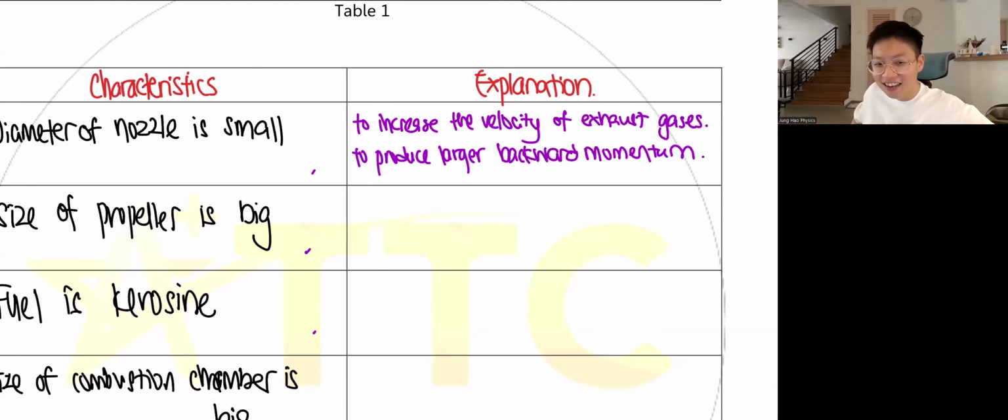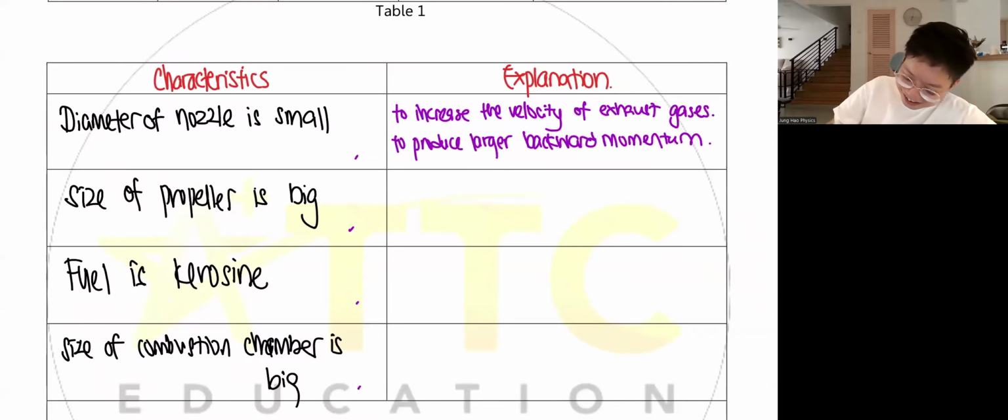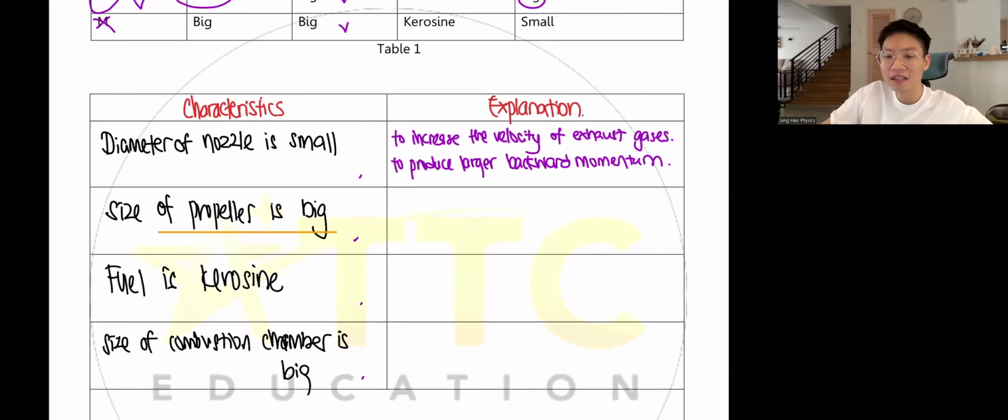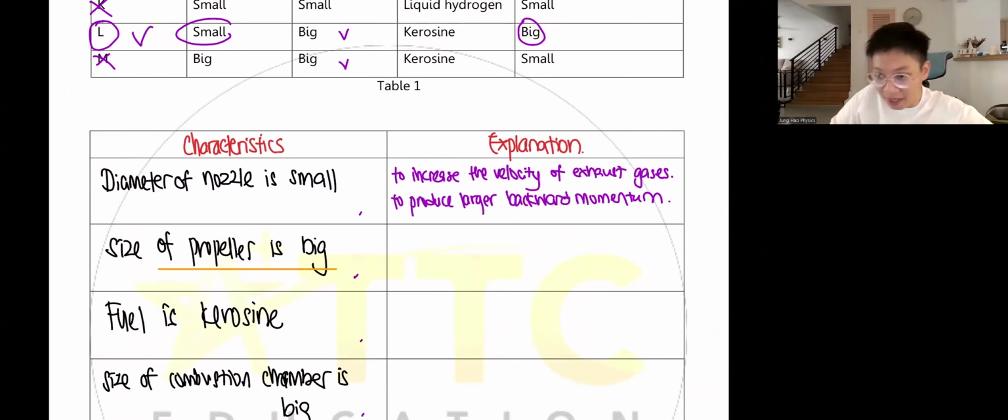Okay, Ken. Oi, Ken Ming, you were right, not Ken Ming. Don't jia jia. Okay, next. The size of propeller is big. I suspect Chong just lazy to mark. Suspect lah, I don't know lah.